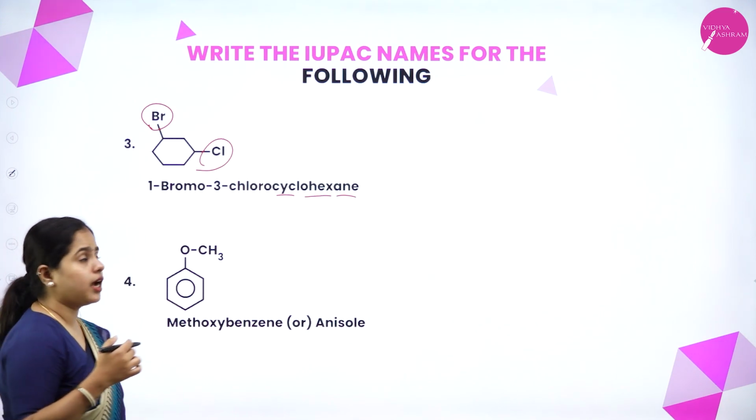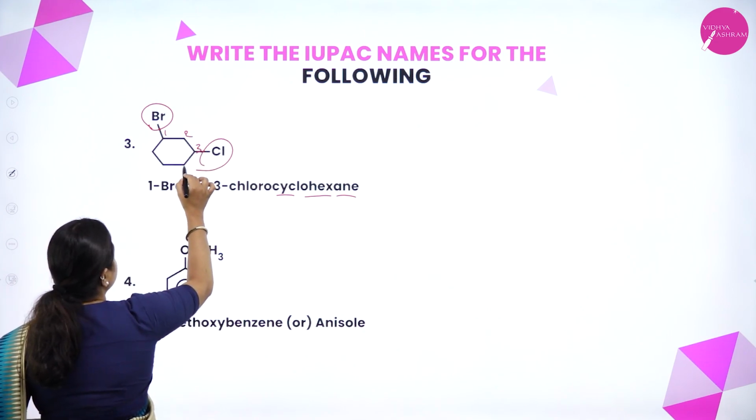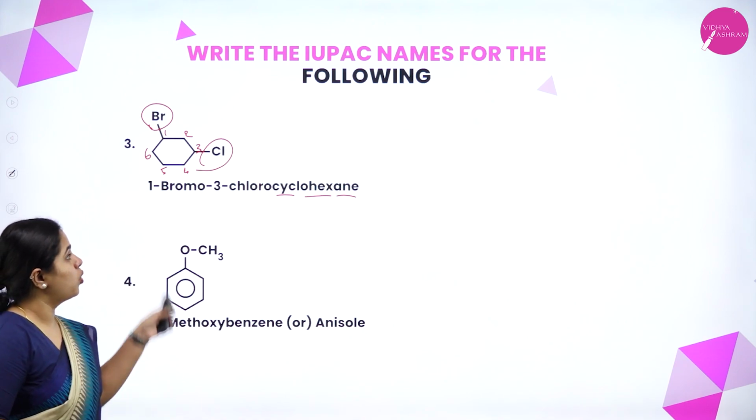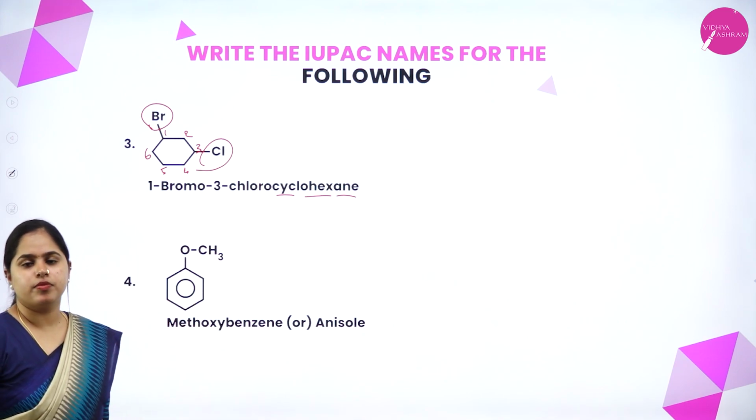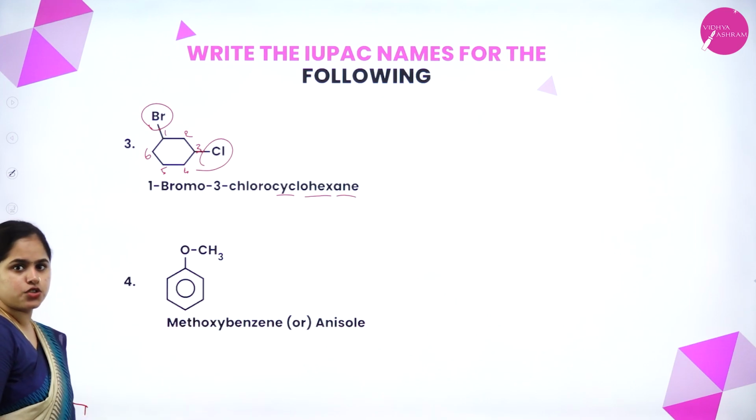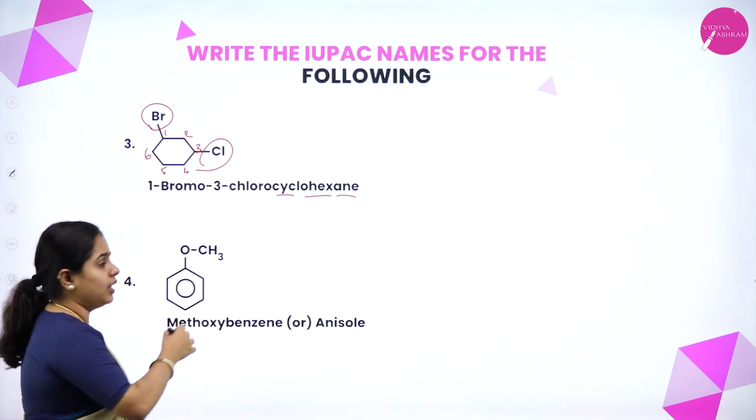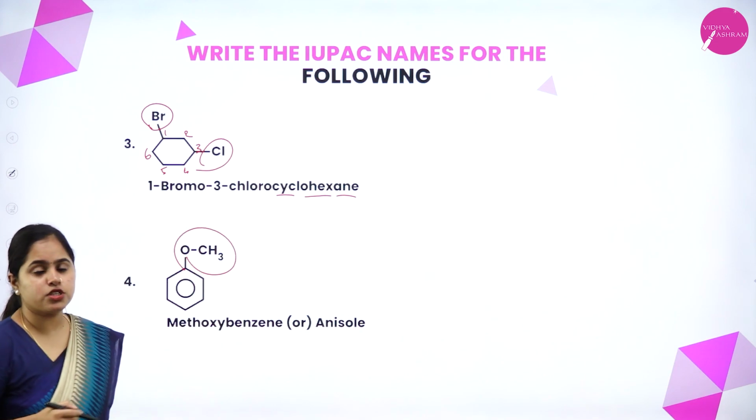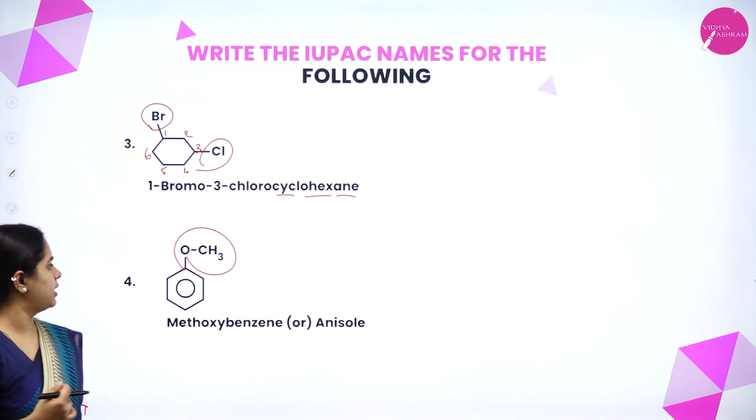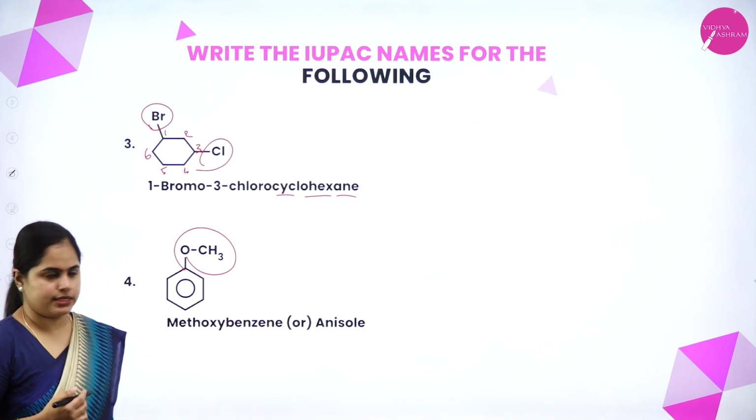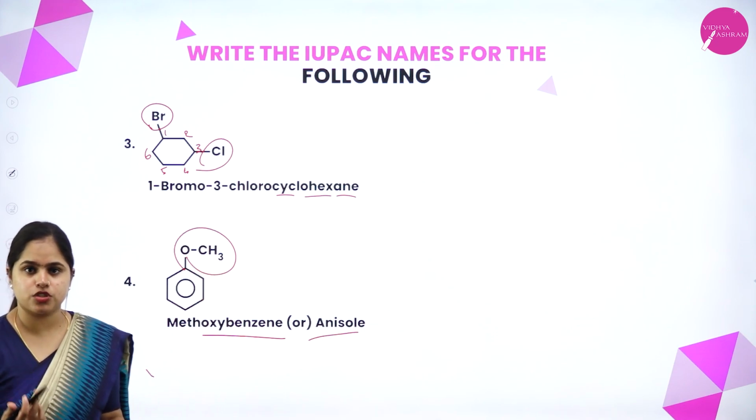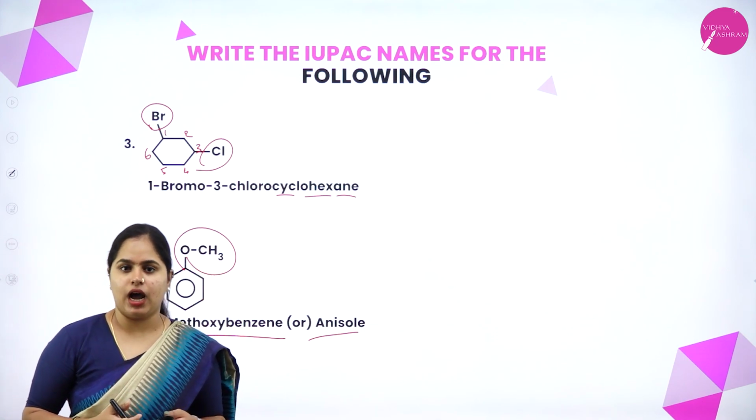So from where should I start numbering? From bromo, right? 1, 2, 3, 4, 5, 6. So it will be 1 bromo, 3 chloro, cyclohexane. Right, it is not benzene, it is cyclohexane. Right, now moving on to the next one. Yes, there is a benzene ring, and on top of it you have the substituent which is OCH3. Yes, this is methoxybenzene, right? Methoxybenzene, or the special name is anisole, which is also accepted by IUPAC.